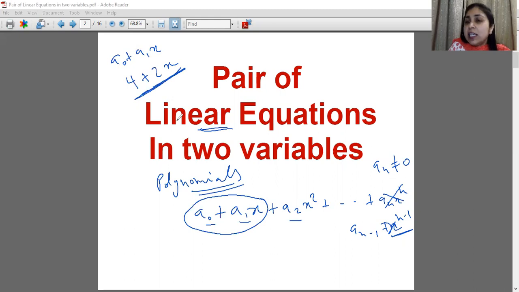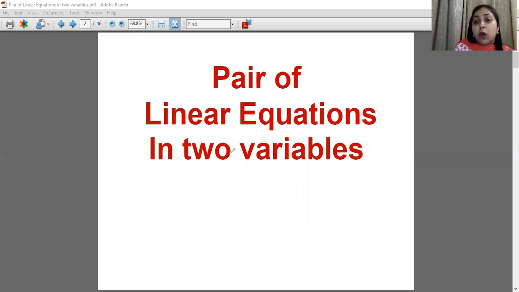Now, this is a linear equation in one variable. Why linear? Because it has degree 1. So it has degree 1, so it is a linear equation, but it is a linear equation in one variable only. Here we have only x. Now, if I am talking about linear equation in two variables, then an equation of this form is known as a linear equation in two variables.